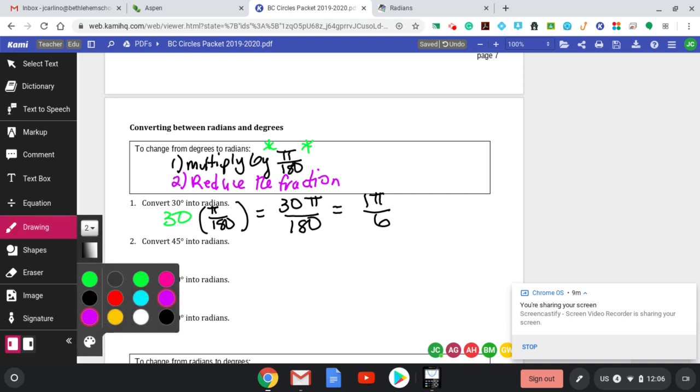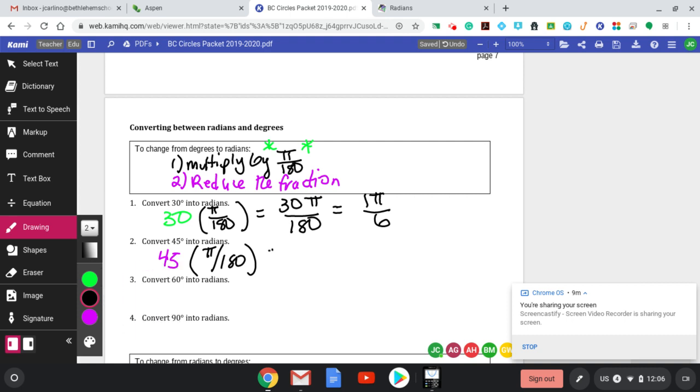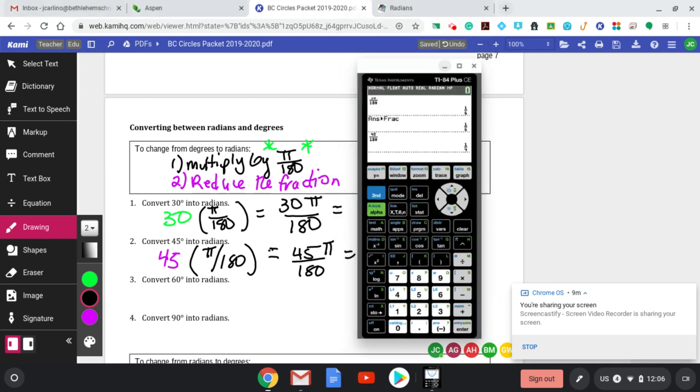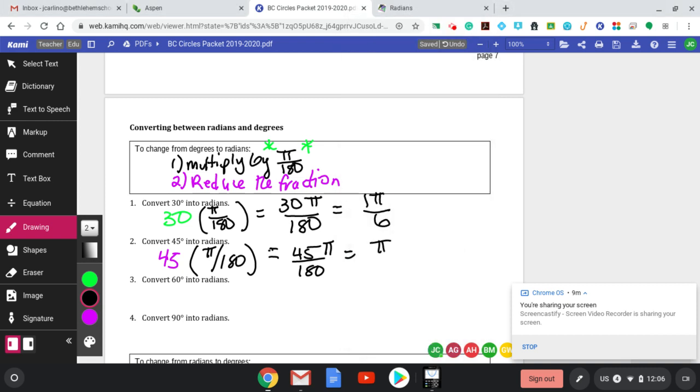All right, let's keep going here. Next one, 45 degrees. I take 45 degrees and multiply it by pi over 180. So I end up with 45 pi over 180. I'm going to ask you to please reduce 45 over 180. So I go back to my calculator, fraction template, 45 over 180, and I end up with 1/4. So this will end up pi over 4. Okay, pi over 4.